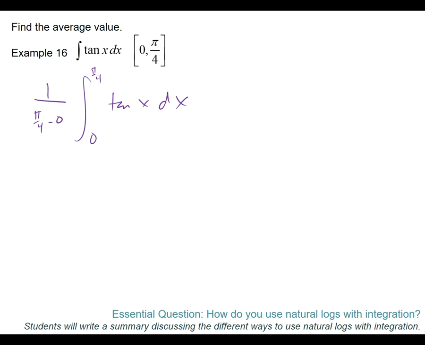Okay, let's talk about this mess here. 1 over pi over 4. Don't I flip the reciprocal? So don't I really end up with 4 over pi? Okay. Alright, go ahead and use your chart. Let's see, I know the tangents are already proved it once.